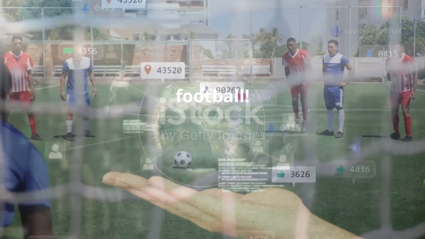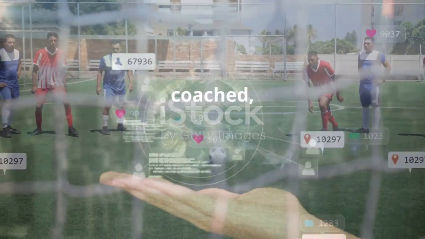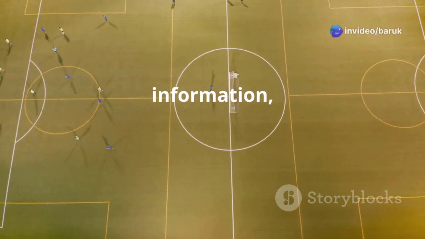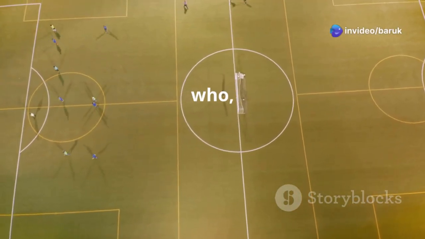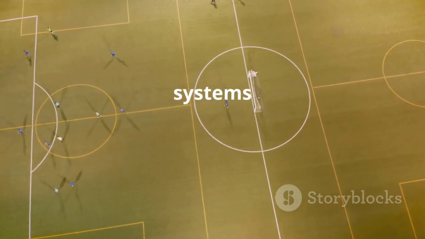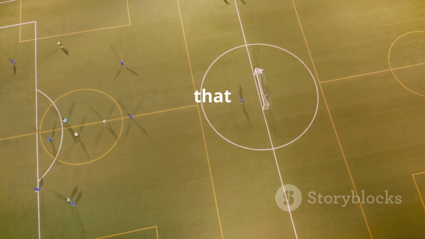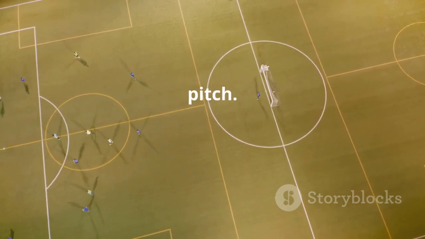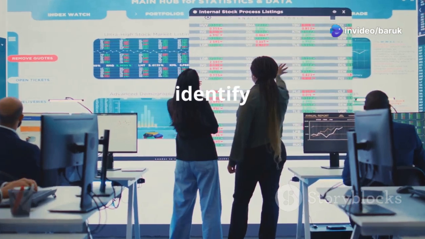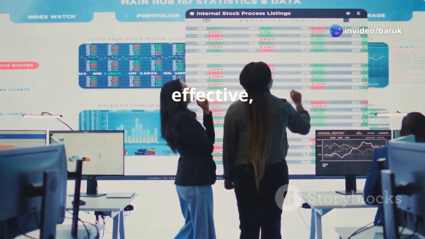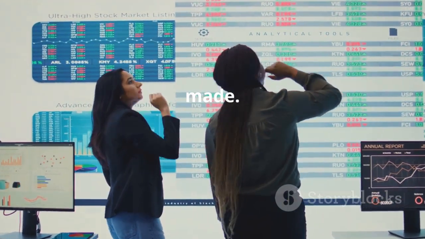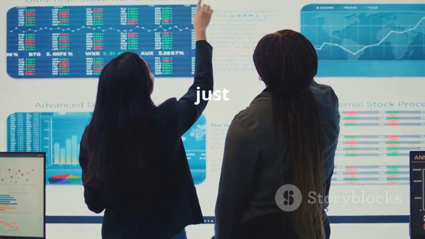Data is changing football. It's revolutionizing the way the game is played, coached, and even watched by fans around the world. Teams now have tons of information, like where players run, who passes to who, and where the action happens on the field. This data is collected through advanced tracking systems and sophisticated algorithms that analyze every movement on the pitch. Experts use this data to find patterns and understand what's working. They can identify which strategies are most effective, which players are performing well, and where improvements can be made. This level of analysis was unimaginable just a few years ago.